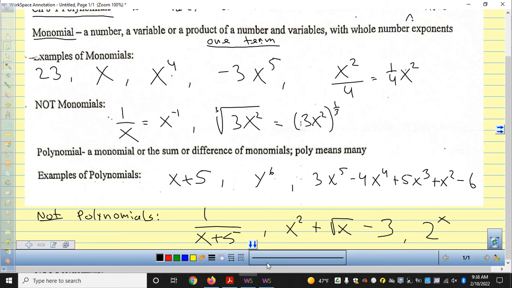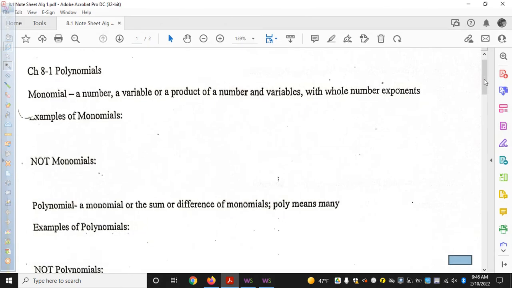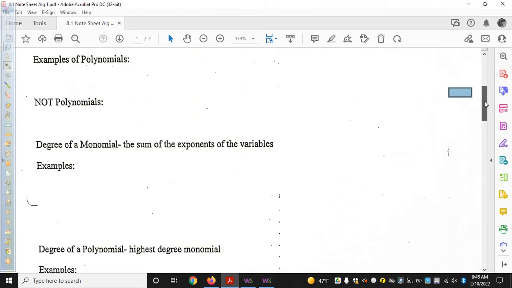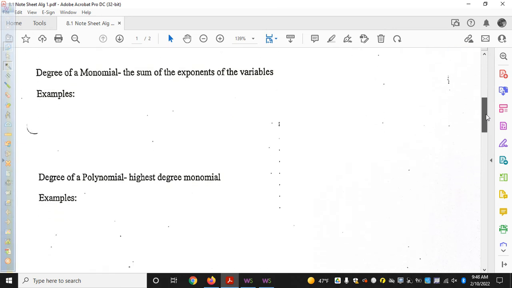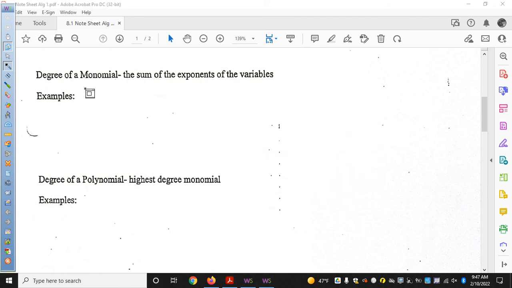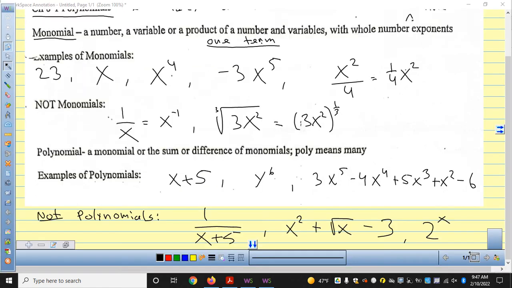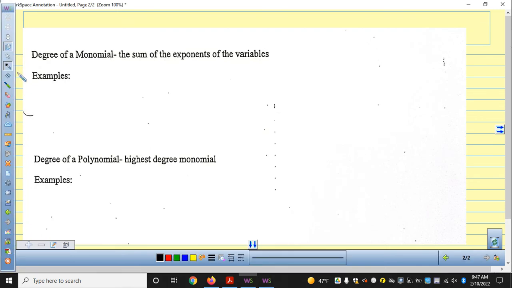Okay, let me grab the bottom of that page, and we'll talk about that. Oh, no, we need to talk about the degree first. So we use a couple of different ways to talk about polynomials. One of them is their degree. For a monomial, the degree is the sum, that means add, the exponents of the variables.